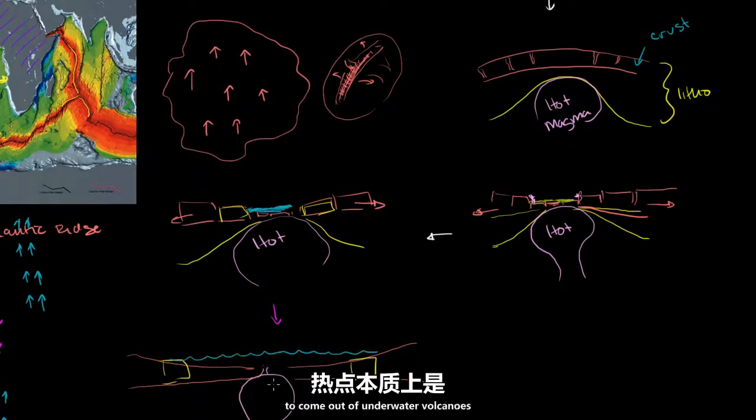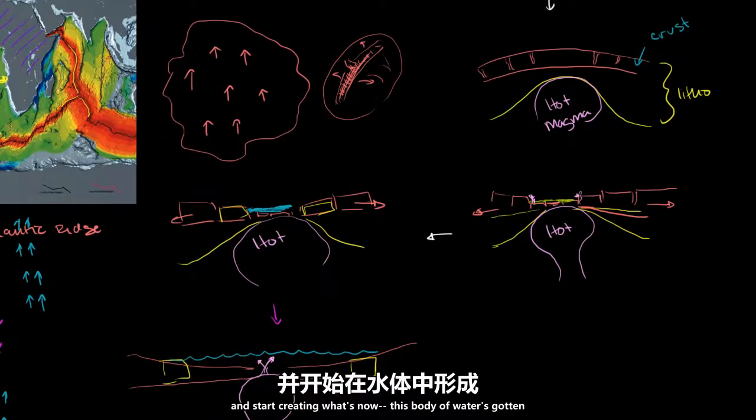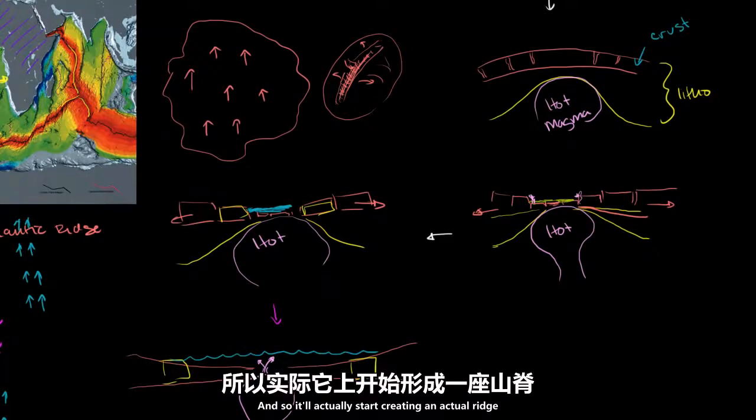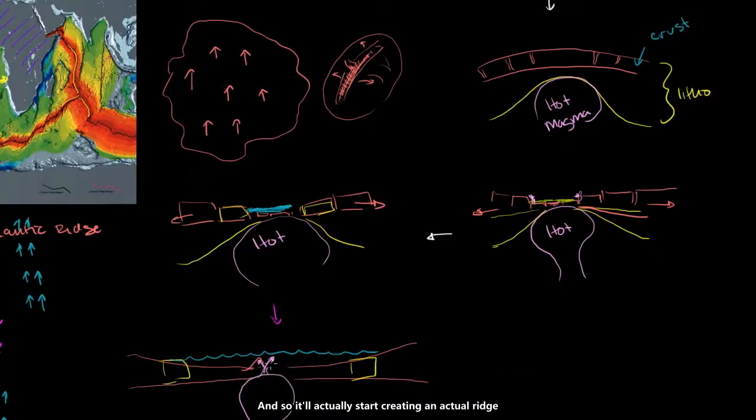The hot spot is essentially going to come out of underwater volcanoes and start creating what's now, this body of water has gotten large enough that we could call it a mid-oceanic ridge. And so it'll actually start creating, let me do this in a different color, an actual ridge. It'll actually create a ridge with volcanoes in the center.